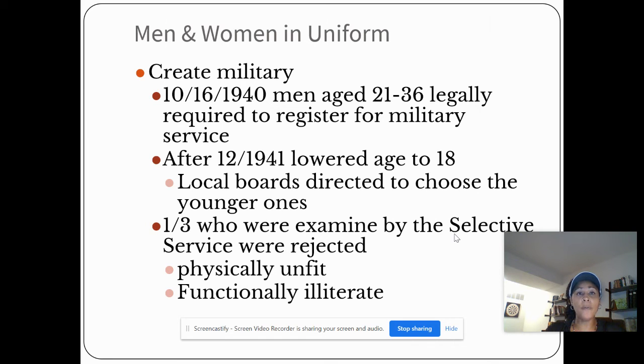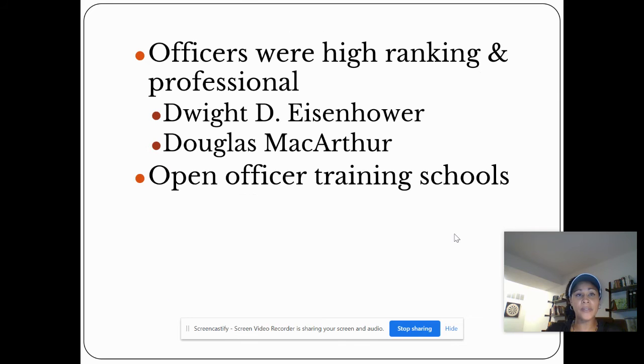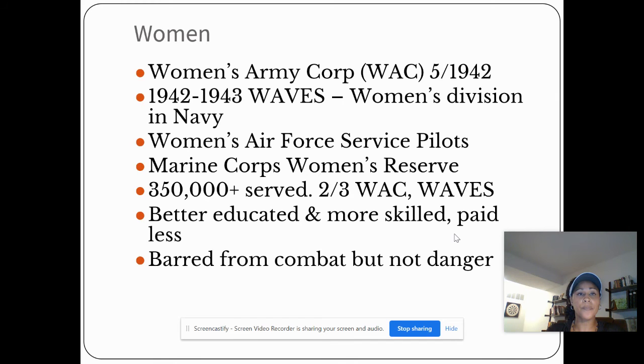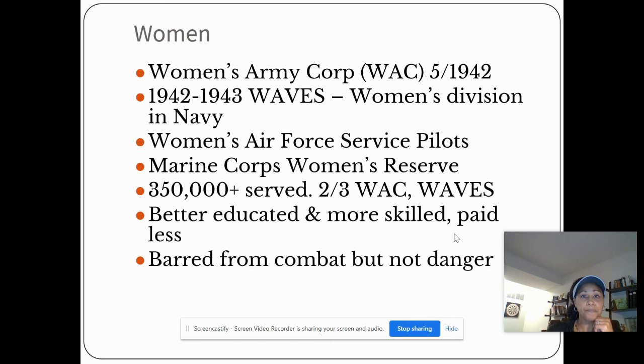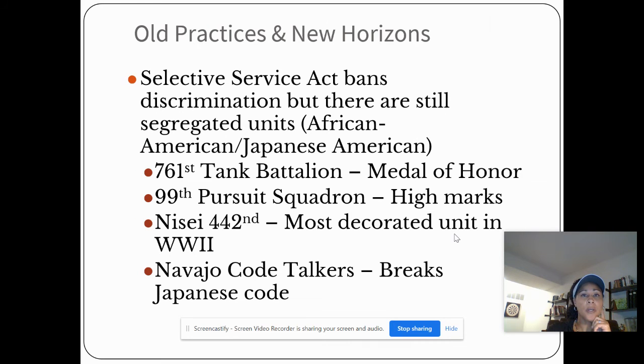Men and women in uniform. You can read more about that there. And one name to be familiar with is Douglas MacArthur. He's going to be kind of like the leader of the Pacific, sending soldiers off and deciding what they're going to do and fight the Japanese in the Pacific. So he's going to have a huge name for that area. Women's Army Corps, definitely know that, WAC. And then the Selective Service Act bans discrimination, but there are still segregated units. African Americans and Japanese Americans are segregated.